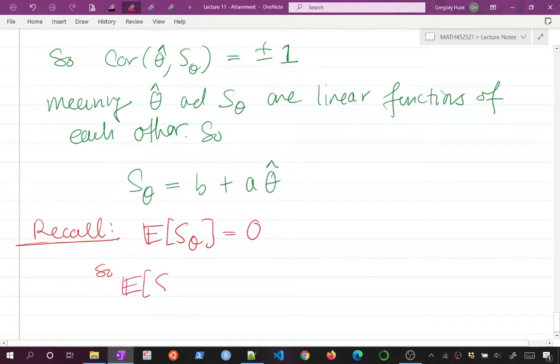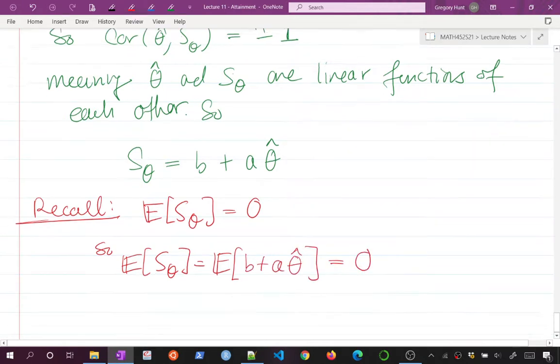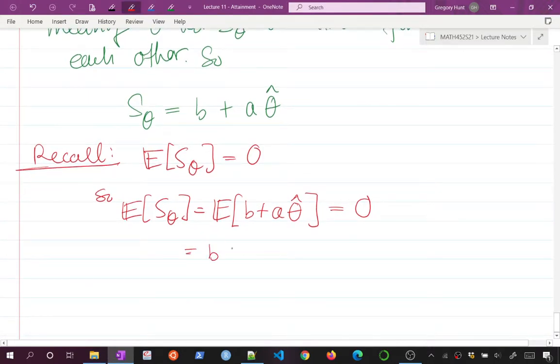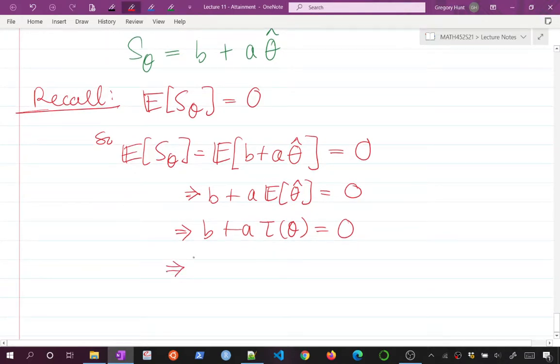So, of course, if we achieve the Cramer-Rao bound, the score is perfectly linearly related to theta hat, and the expected value of the score is b plus a theta hat, and that has to be 0. The expected value of b plus a theta hat is b plus a times the expected value of theta hat, and we had a name for that, tau of theta. I don't have 2 degrees of freedom to choose both A and B. One is going to be decided by the other, because this whole thing must, in expectation, be 0. So let's just solve for B. B must be negative A times tau of theta.